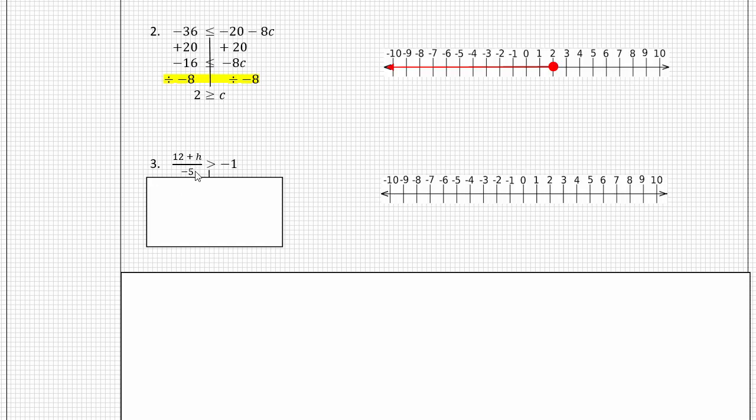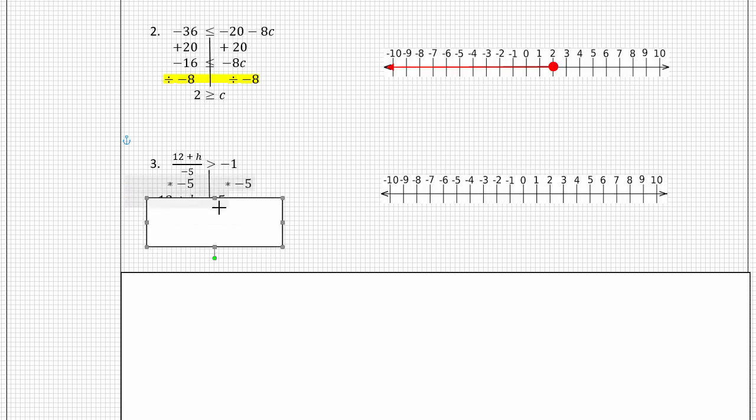12 plus h divided by negative 5 is greater than negative 1. Go ahead and pause the video here to solve this inequality and graph it on the number line. You might remember from our work with equations that we can think of this group up here on the fraction bar as a grouping symbol, keeping that 12 and h together. So we first have to undo the dividing by negative 5. The opposite of dividing by negative 5 is to multiply by negative 5.